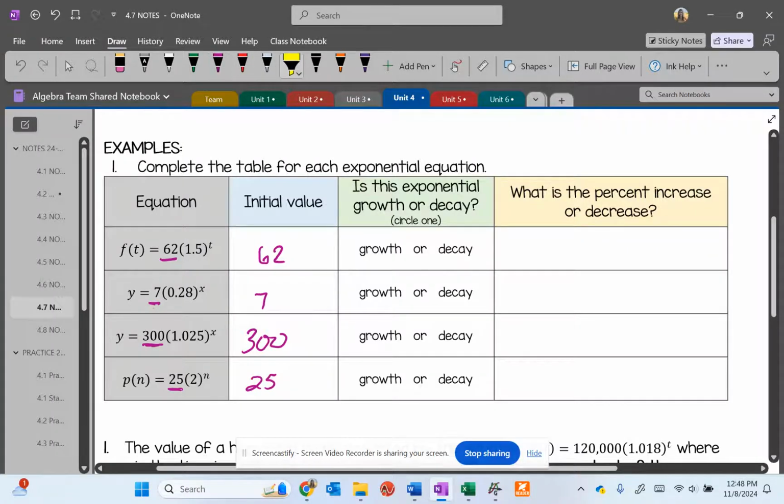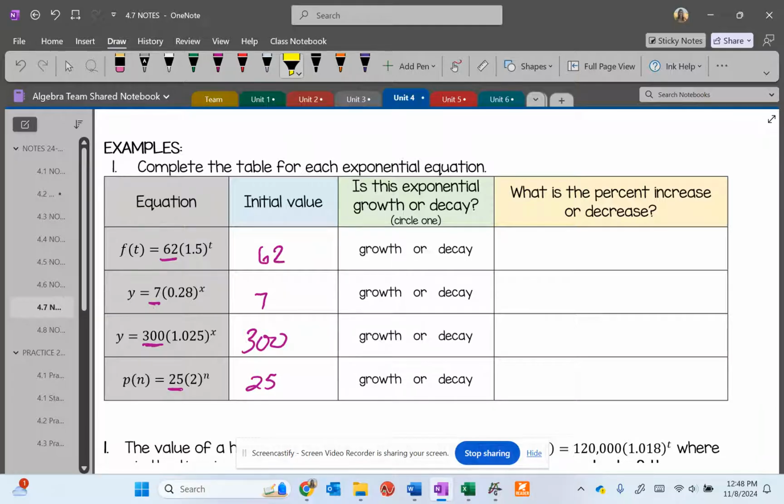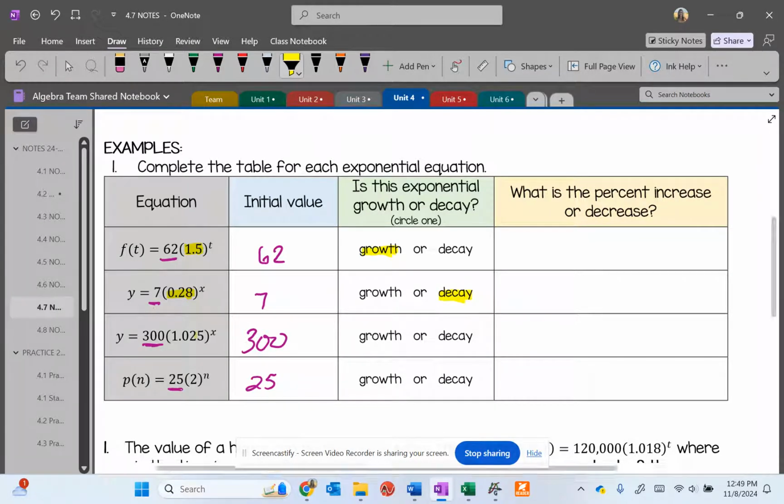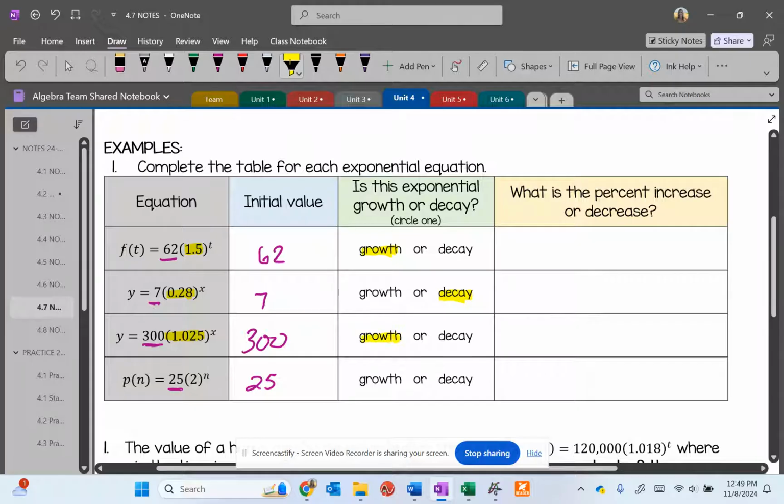325. The next piece is to determine if it's exponential growth or decay, which I think many of us can identify at this point. We look at the multiplier. If it's bigger than 1, it's growth. If it's smaller than 1, it's decay. Bigger than 1, growth. Bigger than 1, growth.